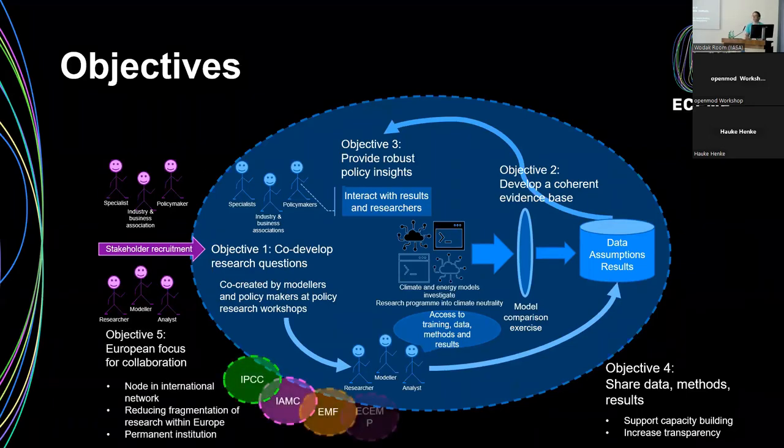And then our final objective is to be a point in this international network of similar groups. So for example, there's the Stanford Energy Modeling Forum, which does a similar type of exercise. There's the IPCC, there's the IAMC, and various other acronyms who represent networks of researchers with similar objectives.